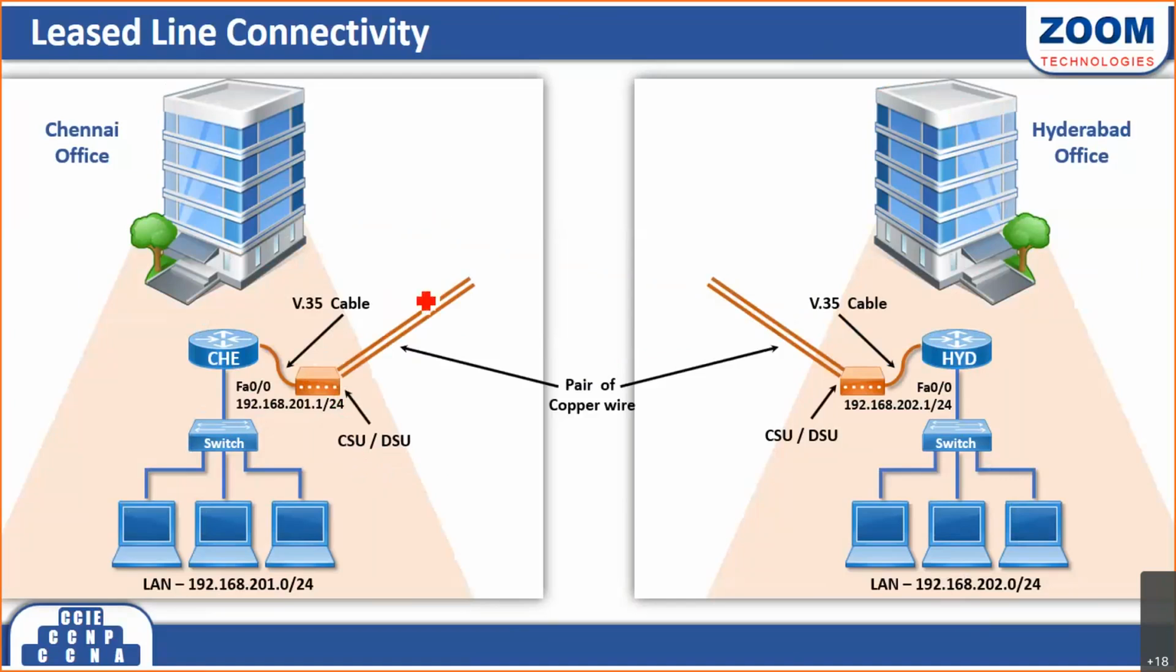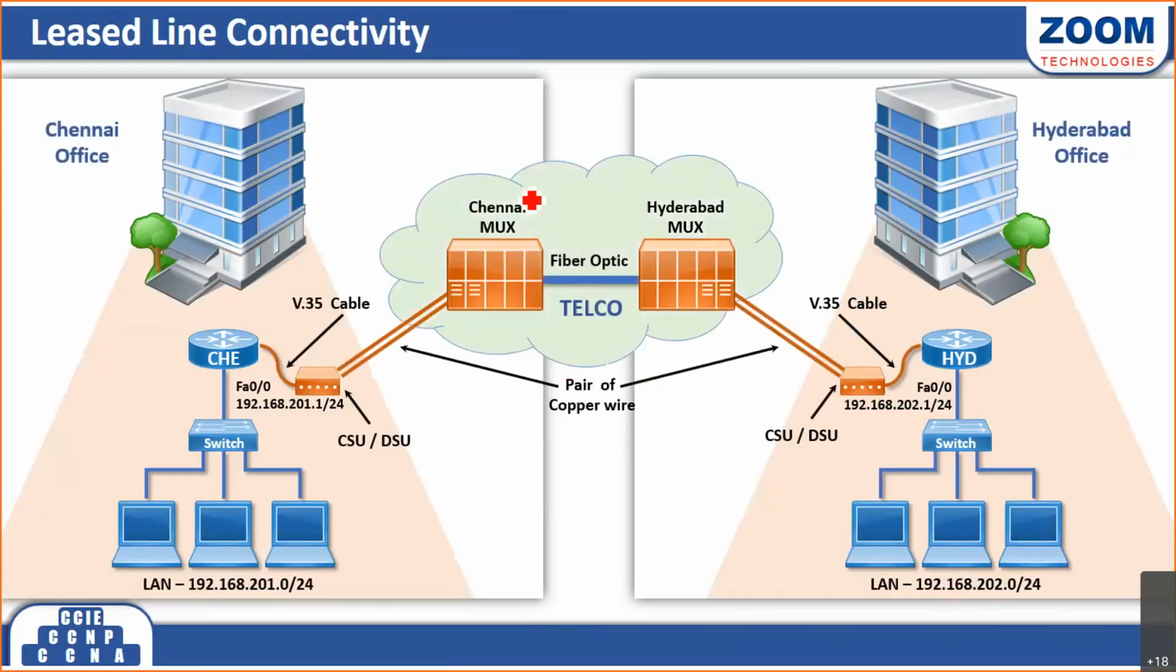This copper wire is provided by the service provider. It's a pair of copper wire. The other end of this copper wire is connected to the ISP MUX, the multiplexer: the Chennai office multiplexer and the Hyderabad office multiplexer. Like Chennai office MUX to Hyderabad office MUX. In between, what can they use? Fiber optic.